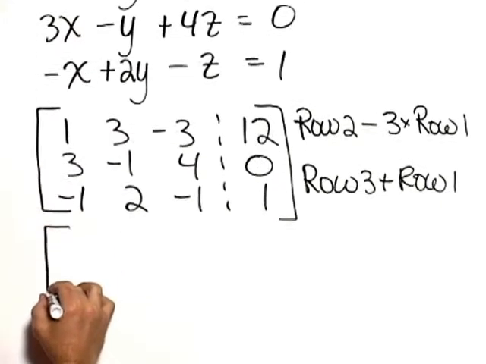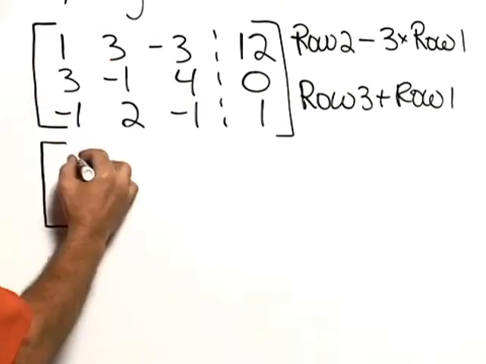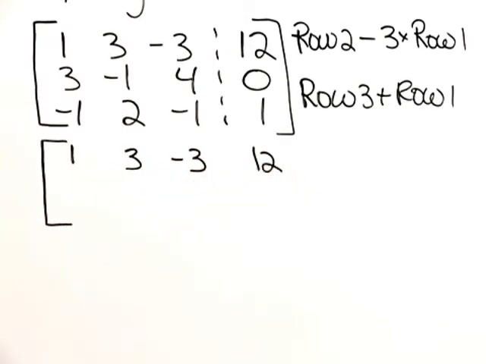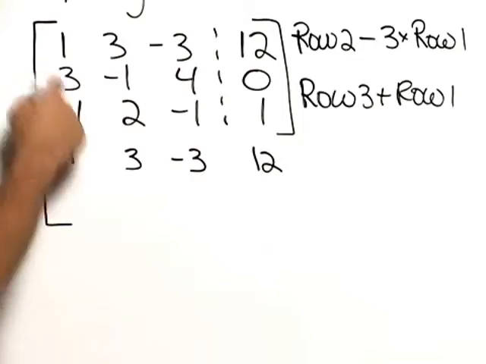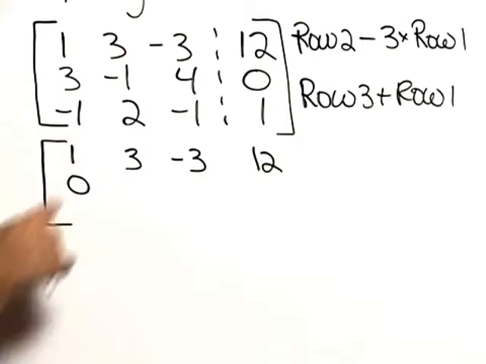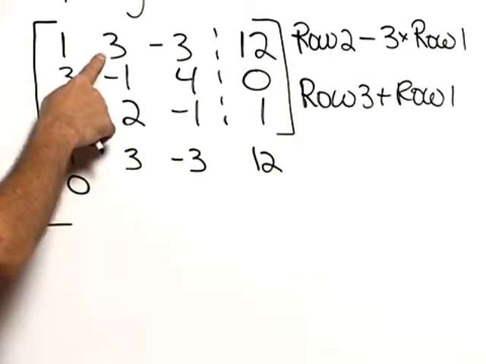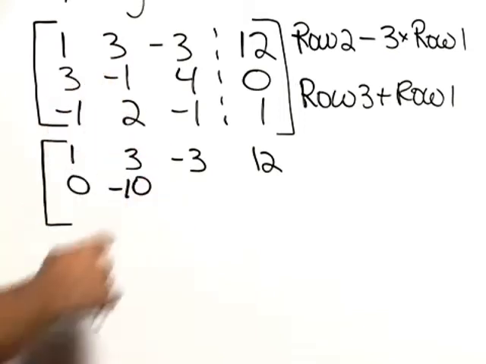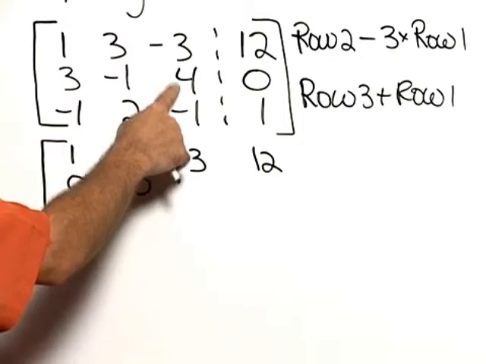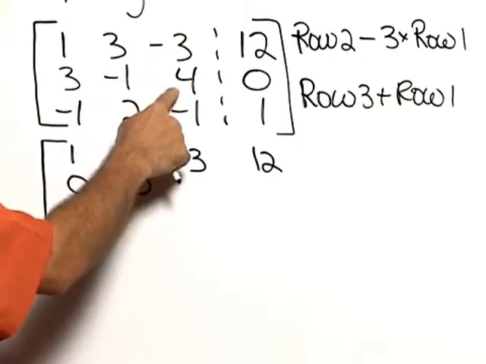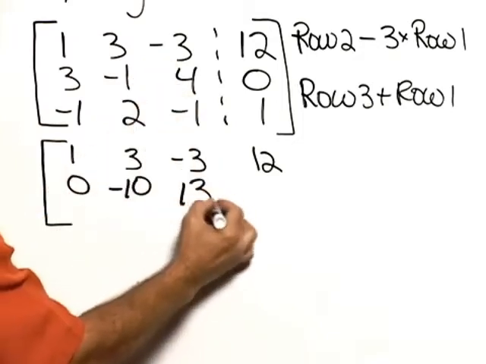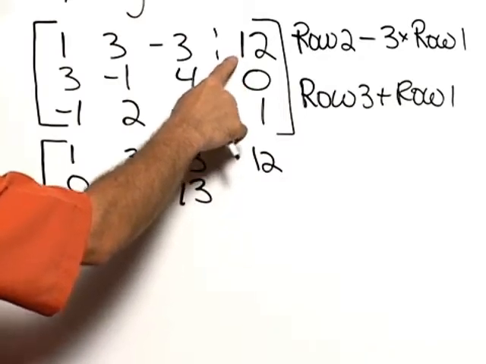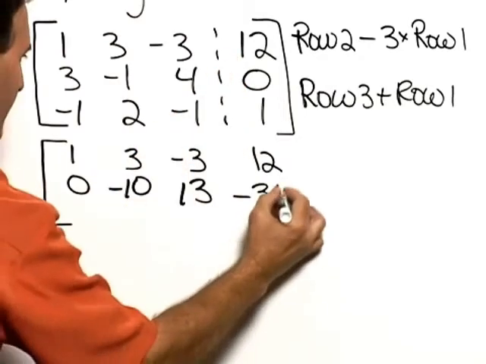So we start by recognizing that row 1 remains unchanged: 1, 3, -3, 12. Row 2 minus 3 times row 1 puts a 0 there. Row 2 minus 3 times row 1: -1 minus 9 is -10. 4 minus 3 times -3, so that's really 4 plus 9 for 13. 0 minus 3 times 12 is -36.